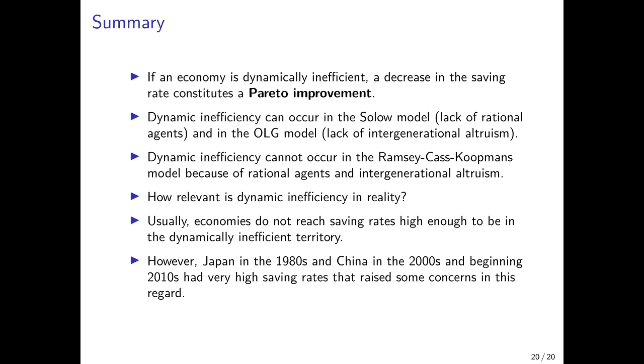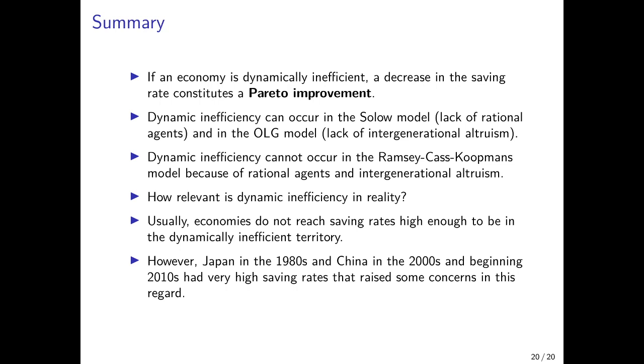However, dynamic inefficiency cannot occur in the Ramsey-Cass-Koopmans model, and that's because there are rational agents and they combine with perfect intergenerational altruism. So the optimizing agents care about their offspring and take into account that if they increase their savings, then future generations would not earn that much capital income.